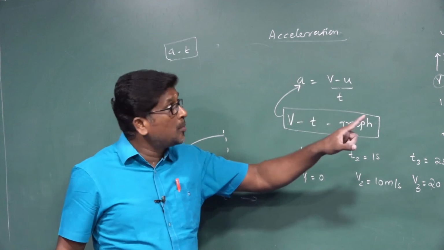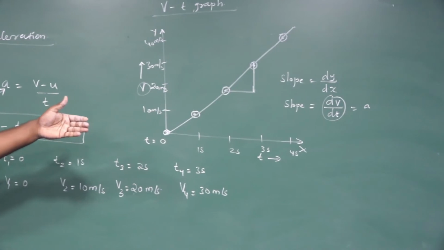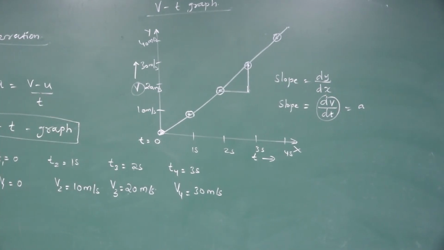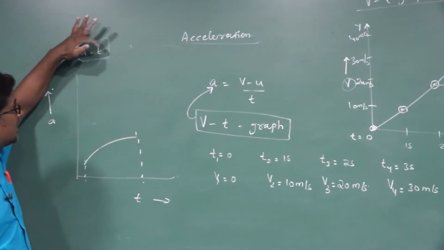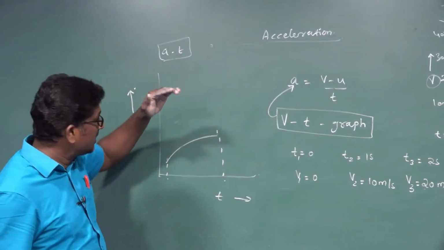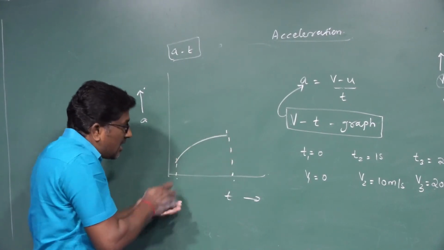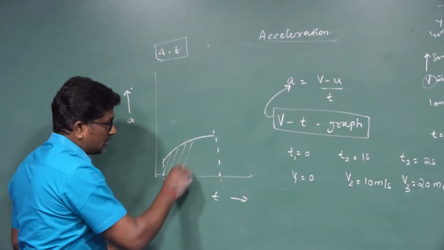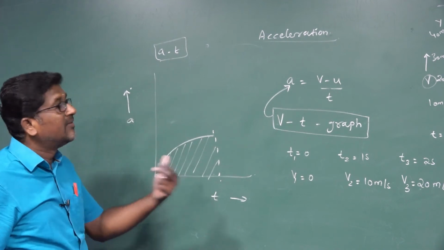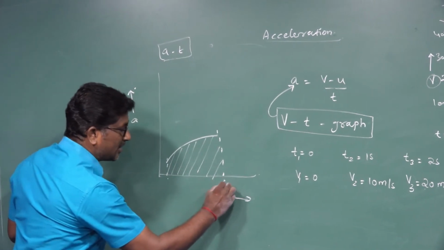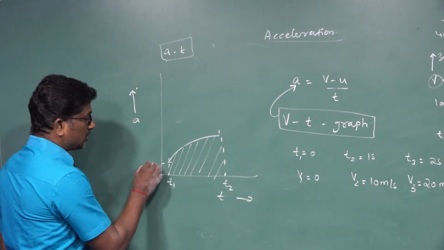So by taking a slope in the VT graph, that is the velocity time graph, we can determine the acceleration of the particle. But in the acceleration time graph, measuring the area under the curve gives the velocity of the particle during the time interval t2 minus t1.